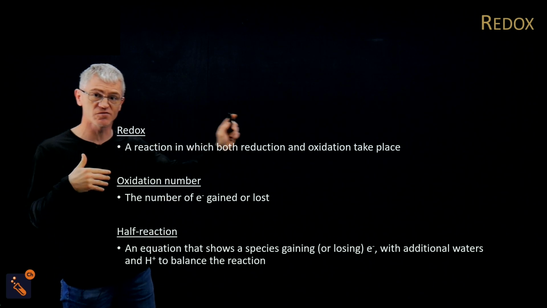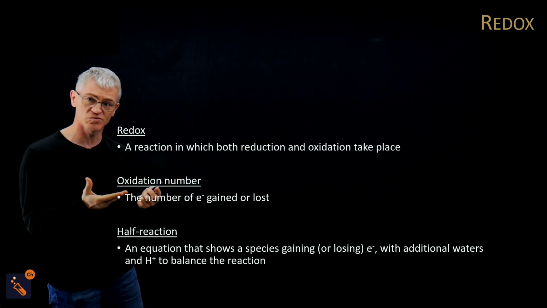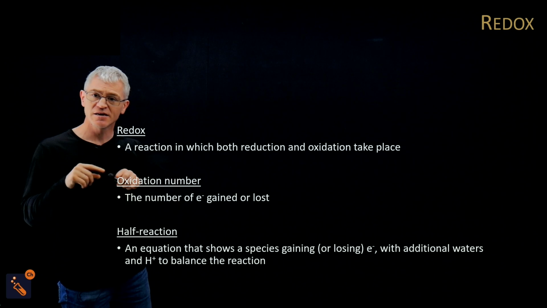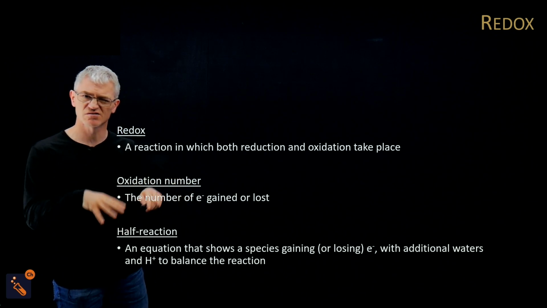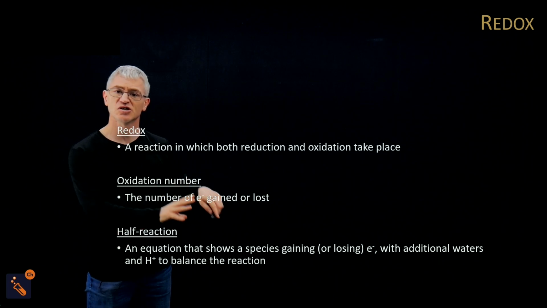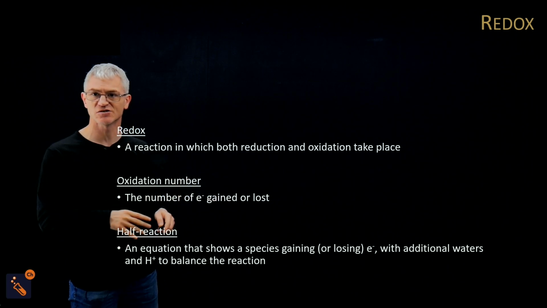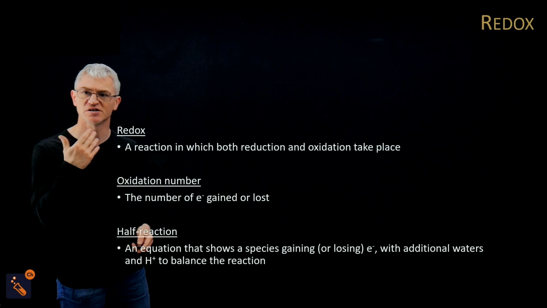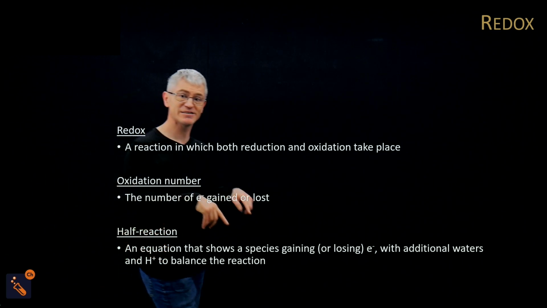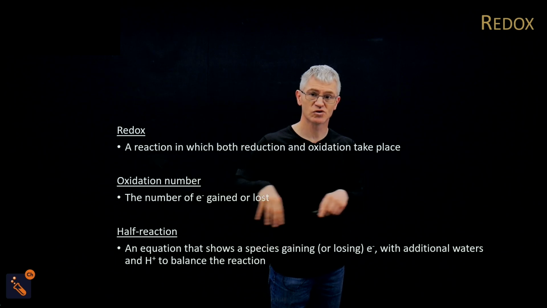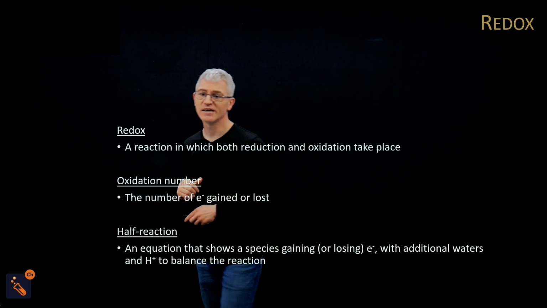Redox is just a reaction where you've got reduction and oxidation. So we're going to go through reduction and oxidation. Oxidation number is just the number of electrons gained or lost, and we'll talk about that a lot. Half equations just show a species that's losing or gaining electrons. Normally you have a reduction half equation and an oxidation half equation. What we're going to do is balance these half equations with additional waters and H+ ions, and we'll do that in the next part.